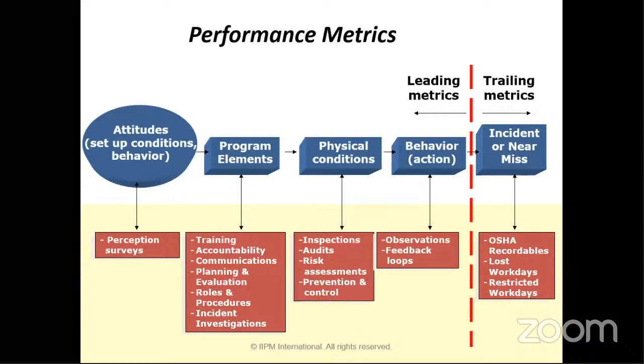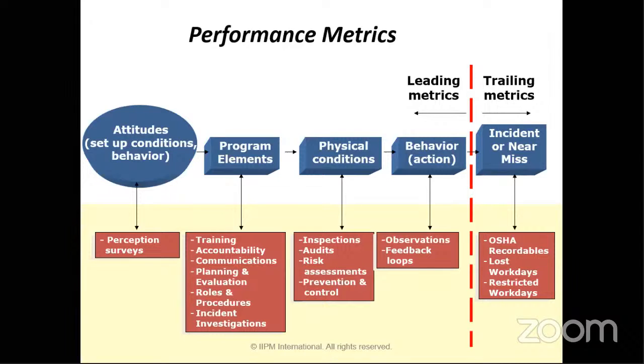First, set up program elements. These program elements could be on training, accountability programs, communication programs, planning and evaluation program, roles and procedures program, incident investigation programs. Then set up physical conditions to ensure that these programs are delivering. Physical conditions such as inspection, audits, risk assessment, prevention and control. Then check out the behavior at the end of the day, whether there is results. How do you check? You check through observations, check through feedback.